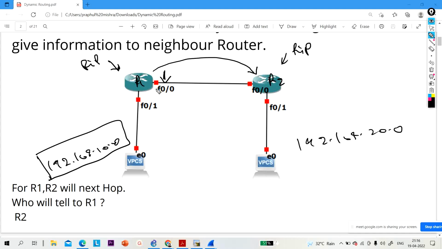Yes, FastEthernet 0/0. And when you are talking about dynamic, you are saying router 1 FastEthernet 0/0 is the exit interface.